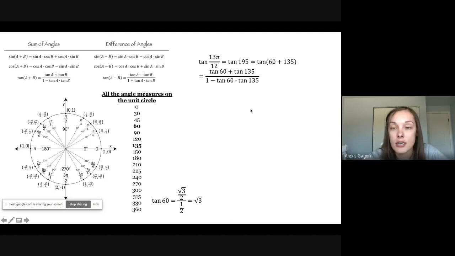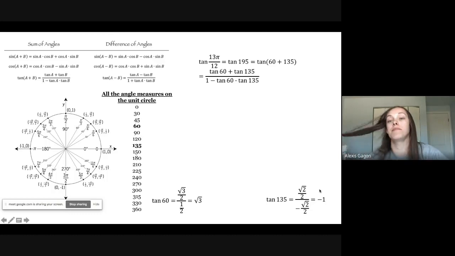And then the tangent of 135, that's right here. So the y value at 135 is square root of 2 over 2. The x value is negative square root of 2 over 2, which same thing on top and bottom with a negative sign means I'm just left with negative 1. Okay. Is there any questions with finding tangent?